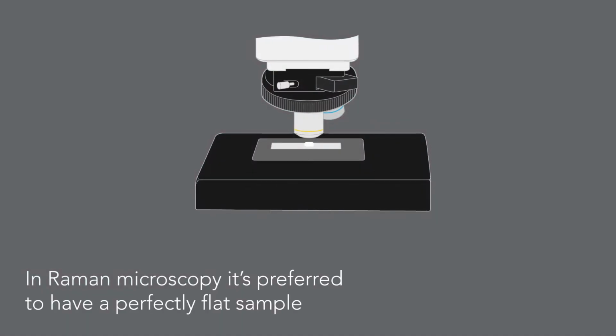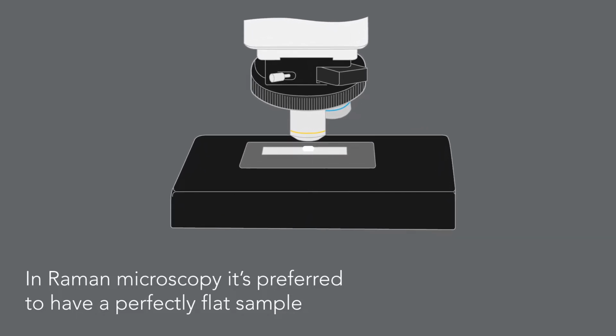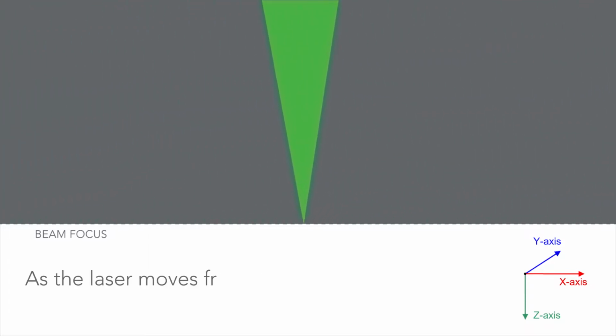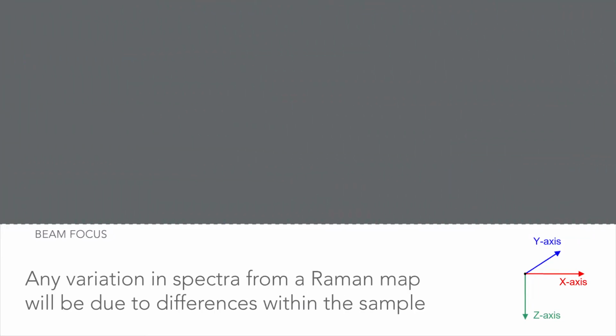When mapping with a confocal Raman microscope, the ideal scenario is that your sample will have a perfectly flat and smooth surface. This means that the sample will remain in focus throughout the entire measurement. As the laser moves to each XY point in the map, the laser will remain perfectly focused in the Z axis, and any resulting spectral variation shown in the Raman map can be attributed to differences within your sample.